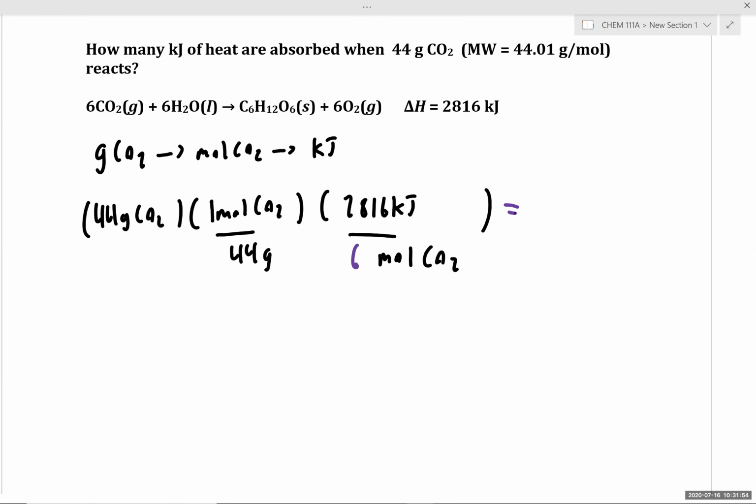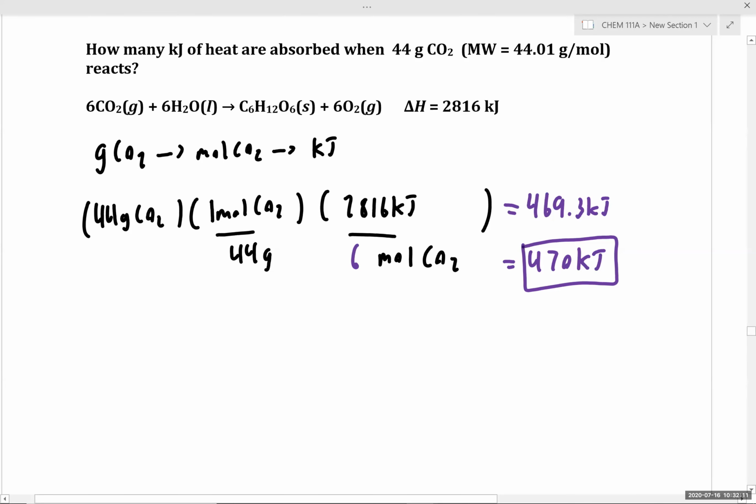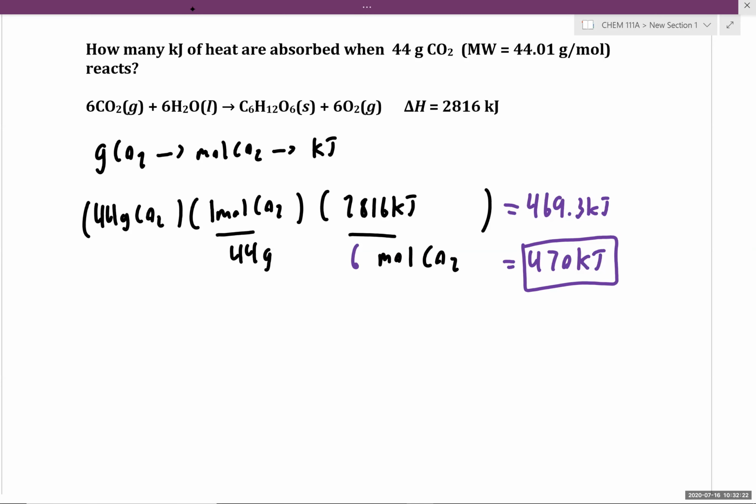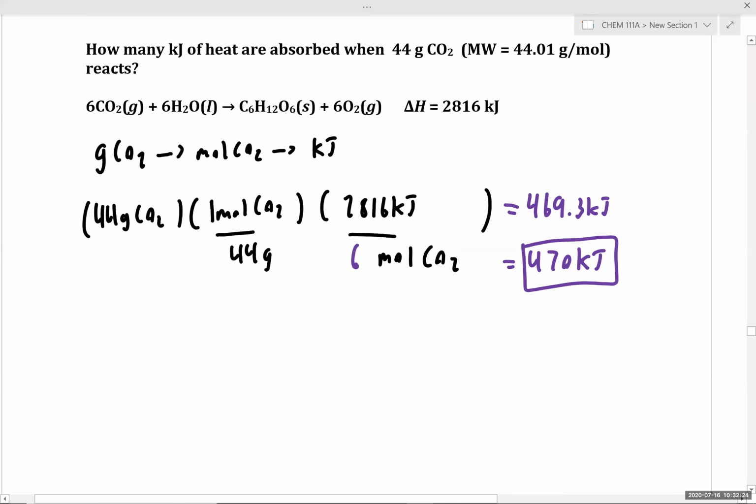So we have 44 over 44 times 2,816 over 6, which gives us 469.3 kilojoules that we round to 470 kilojoules. It's positive, so we have 470 kilojoules being absorbed as this reaction takes place. Okay, any questions on this first part?